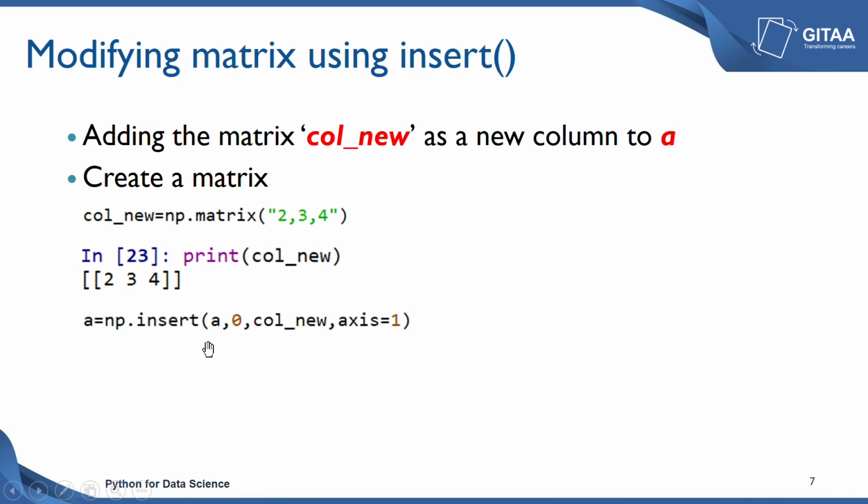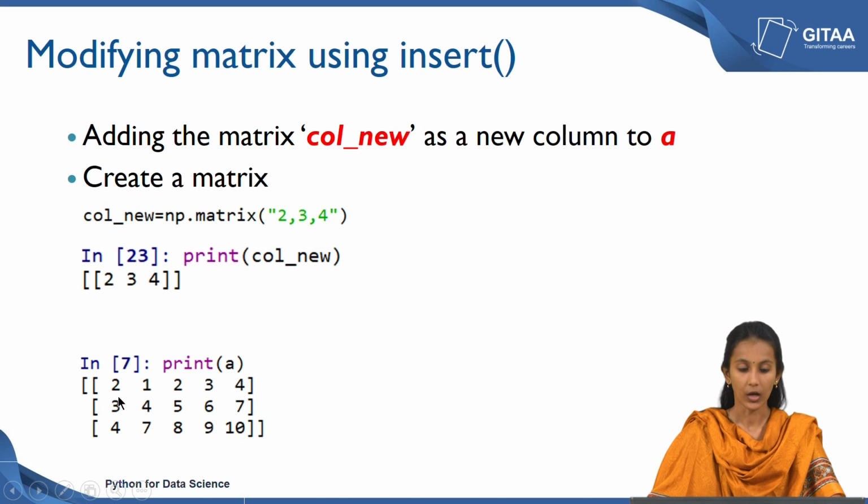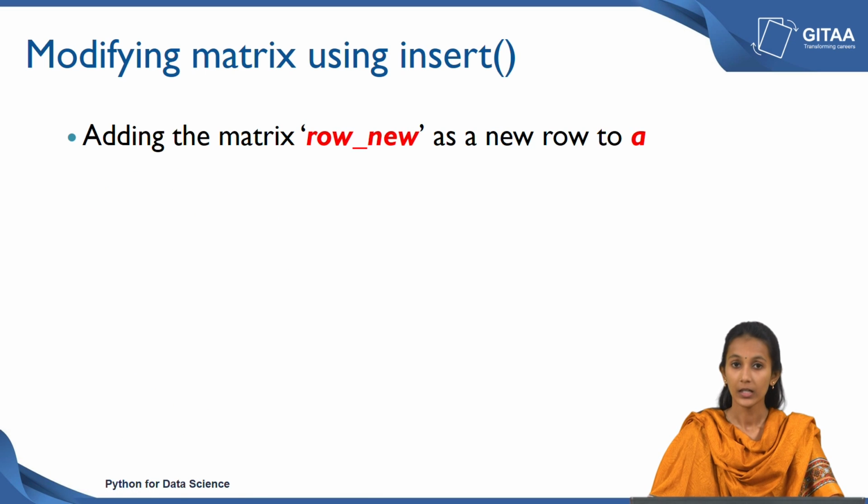Now let's see what is the output when you print A. So now it will be inserted at the 0th position. You can also insert at the first index position or the second index position as well. Let's see how to add a matrix row wise.